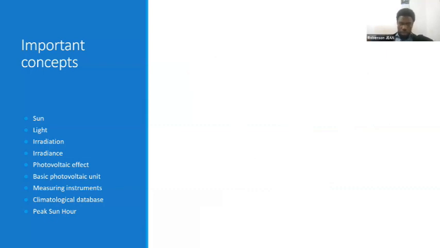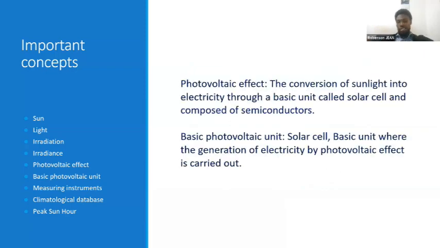So let's see what happens in a photovoltaic module. In a photovoltaic module, we have the photovoltaic effect, which is the conversion of sunlight into electricity through a basic unit called a solar cell. And it is made of semiconductors. So the basic unit of a photovoltaic module is the solar cell, the place where the generation of electricity by the photovoltaic effect is carried out.